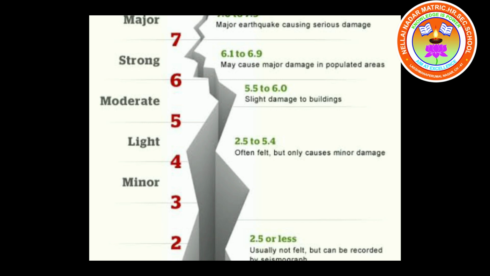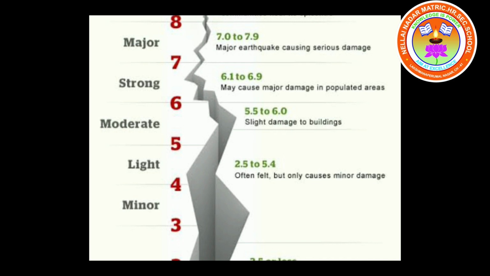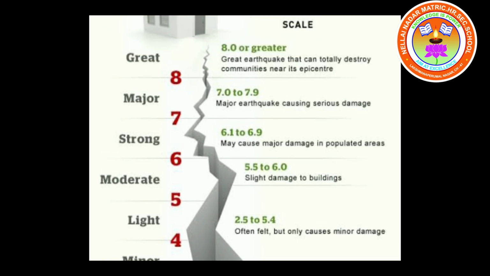6.1 to 6.9 may cause major damage in the populated areas. 7.0 to 7.9, a major earthquake causing serious damage. If people know that earthquake, it causes severe damage. In the great, it is mentioned 8.0 or greater. A great earthquake that can destroy communities near its epicenter. It is the very greatest damage given to that level.